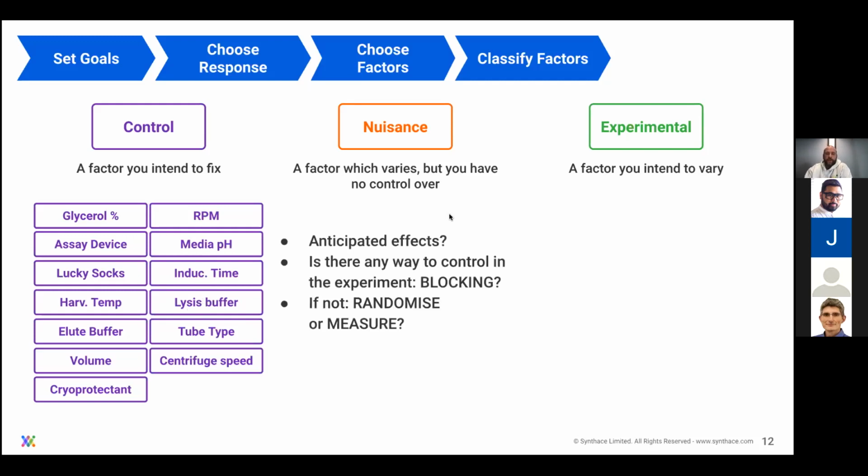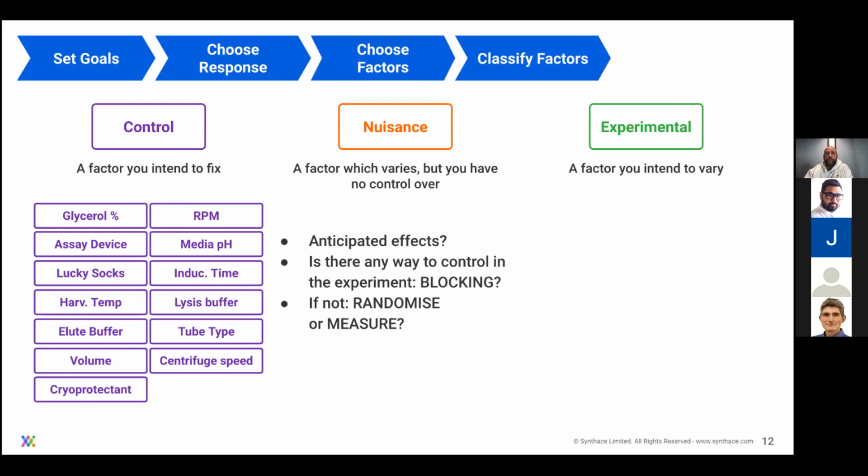The nuisance bucket is where you add factors that you know vary, but are difficult to control. And the main question with these is, do you think they will impact your response? If you identify that it's something you can't control, but you don't think it's going to have an effect, you wouldn't adapt your experiment design to account for it. If you can measure how a nuisance factor varies during the iterations of experiments, then you can always assess retrospectively if it correlates with the variation in your response and is having an effect.